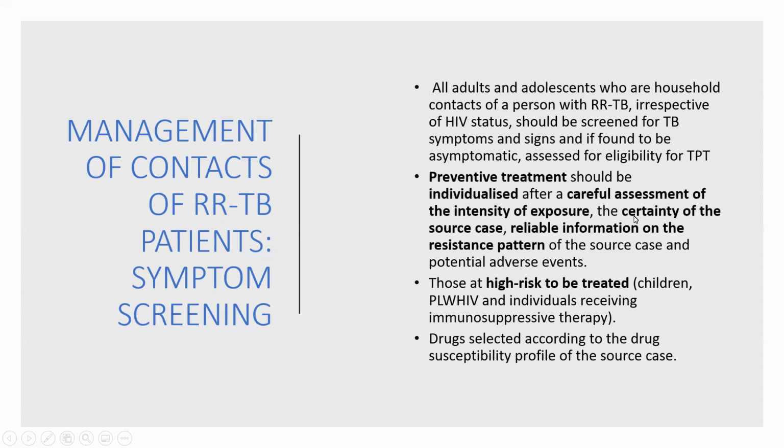So it will give you an indication in terms of what kind of treatment you are going to be taking based on the source case in terms of the resistance pattern of the patient. So that reliable information will give you an idea of what kind of treatment or TPT the patient is going to be taking. Now, we categorize those patients that are eligible for TPT as high risk. So those are the ones that need to be offered the TPT, the high risk patients. So we classify them as high risk.